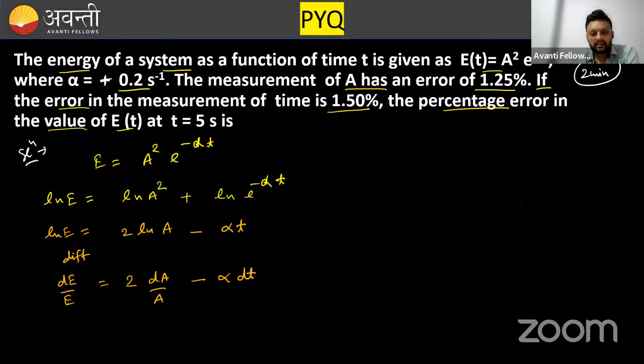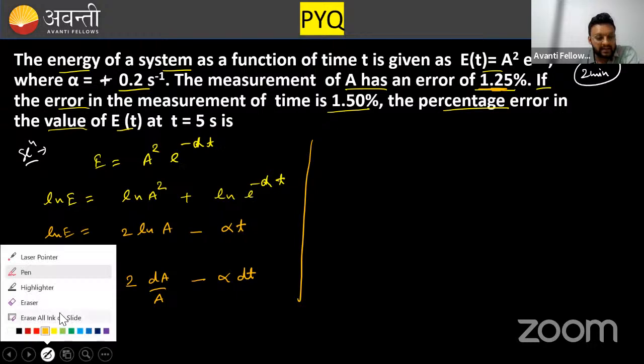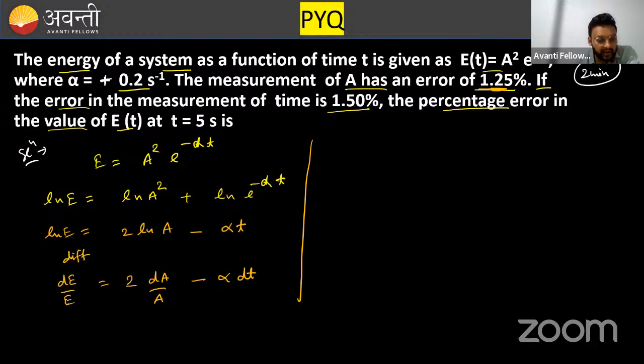Question says that error in the measurement of A is given 1.25%. That is percentage error is given. So percentage error is given. That means we have to multiply by 100. So I have multiplied by 100 throughout the equation. Multiplied by 100. Now one more thing.